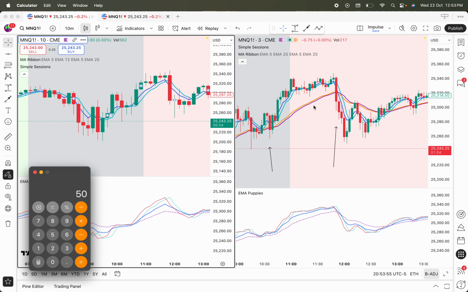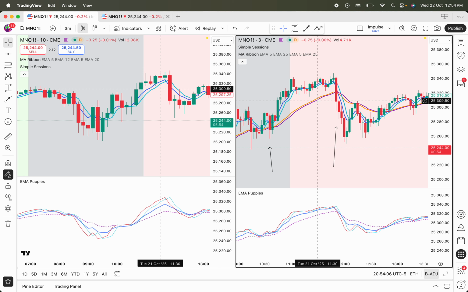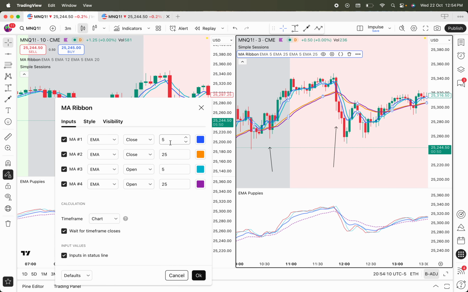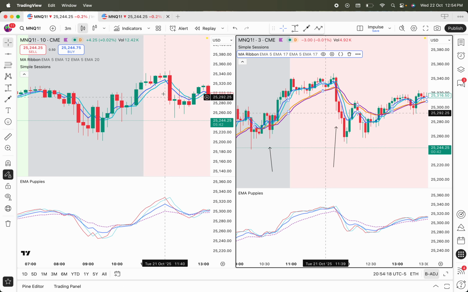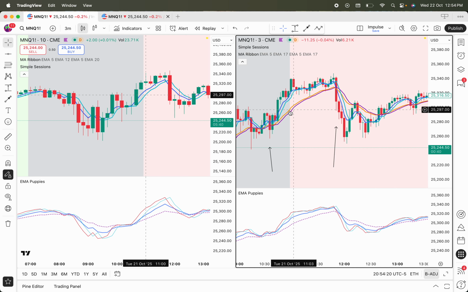We want to divide the smaller chart, I call it the child chart, into 50. So you divide that by 3. Now that gives us 16.6. So you can say 17. You can change these EMAs here to 17. And now that's going to give us a pretty accurate reading of this 10-minute chart.